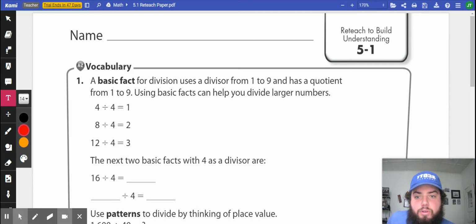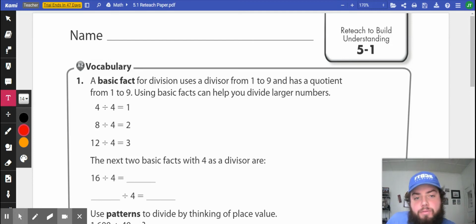So before we jump straight into dividing big numbers by not so big numbers, we're going to get back down to our basic facts. A basic fact for division, if you don't remember, uses a divisor from 1 to 9 and has a quotient from 1 to 9, and it helps us divide larger numbers. As you can see here, 4 divided by 4 equals 1. That's a basic fact we should know.